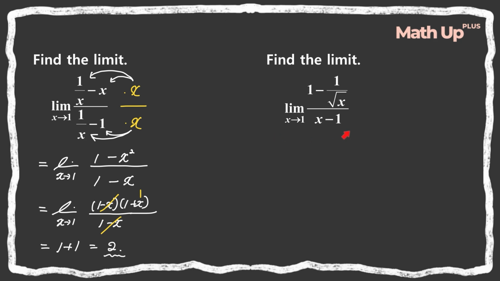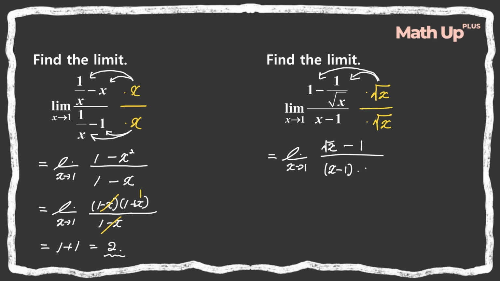For this limit right here, this is also a complex fraction, and we have the square root of x in our denominator, right? So we're going to multiply by the square root of x, both numerator and denominator. Then this is equal to the limit as x approaches 1. Square root of x times 1, that's square root of x, and square root of x times 1 over square root of x, that's minus 1, right? In the denominator, we just have x minus 1 times square root of x, right?